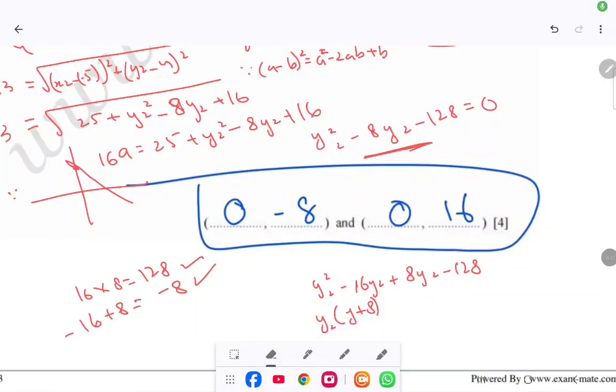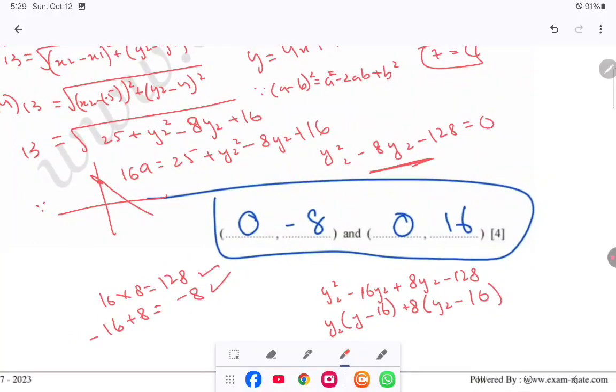Apologies, if we take the common y, 16 will be left. For 8, if we take the 8 common, y2 16 would be left. This is how we break the middle term. Now we have the two values of y2. First is y2 plus 8 is equals to 0, and second is y2 minus 16 is equals to 0.